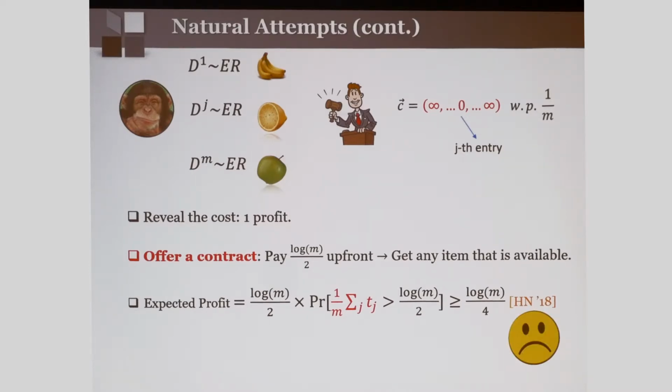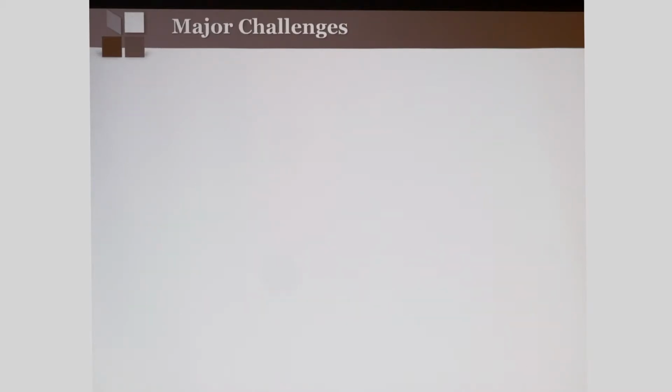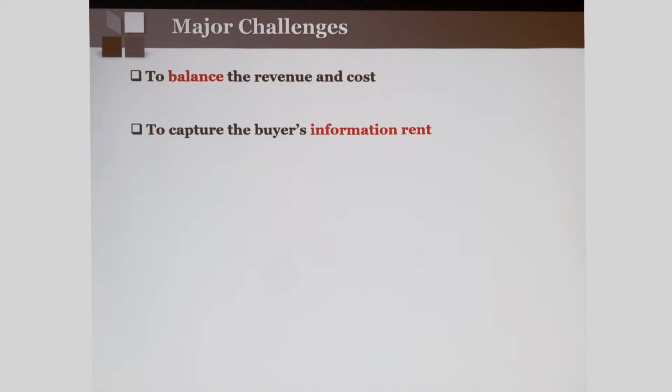Okay, and this example is very similar to the SREV versus BREV argument. And by this example, we know that simply revealing the cost is not a good choice. By the above two examples, we have pointed out two major challenges of our problem. One is, of course, to balance the revenue and cost, and the second is to capture the buyer's information rent, where we see in the above example, we can actually extract more revenue by using the fact that the true cost is a private information.